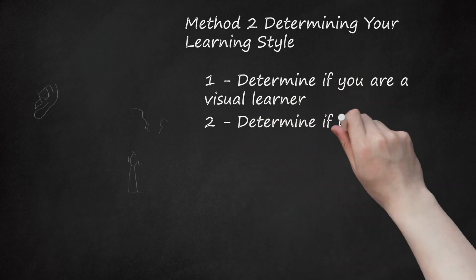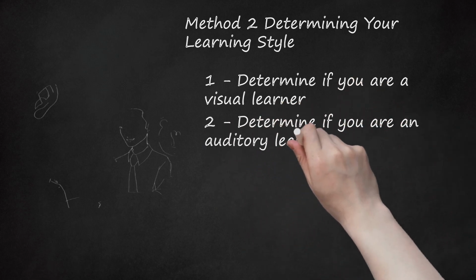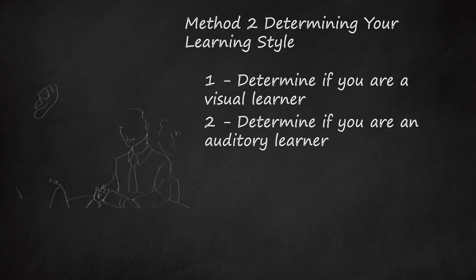2. Determine if you are an auditory learner. Auditory learners learn best by hearing and listening. Auditory learners often use sound, like sound recordings, acoustics, rhyming, or music to help them remember and learn about things. Here are some questions to ask yourself to see if you are an auditory learner.